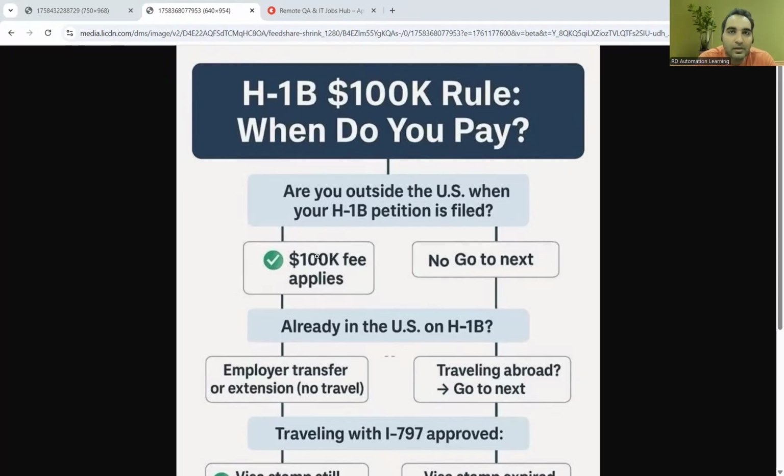Now, the companies which are already paying you some salary or pay scale, whether as a consultant or a full-time employee, will have to pay this additional amount to the government. Till now, this amount was negligible. You can say $1,000. But now they will have to pay $100K of fees for one particular employee. If you are outside the US, that's the case.